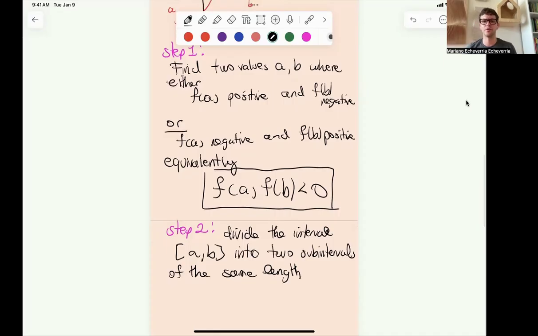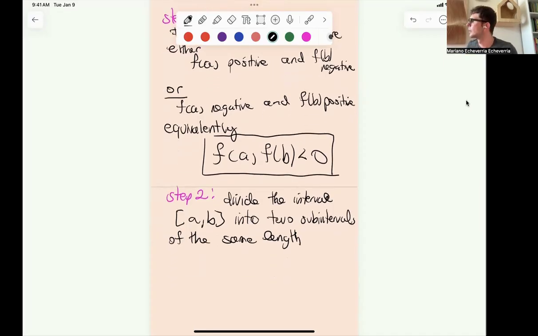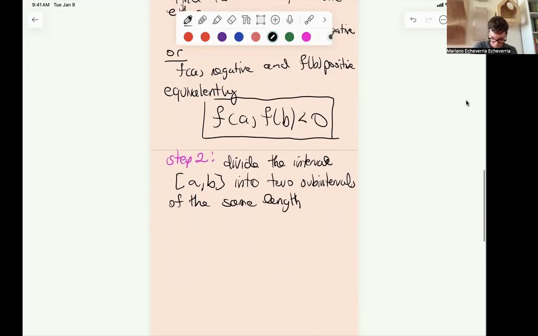Okay, so there is a formula for the midpoint. If you have two numbers, then the length of the interval would be b minus a, right?